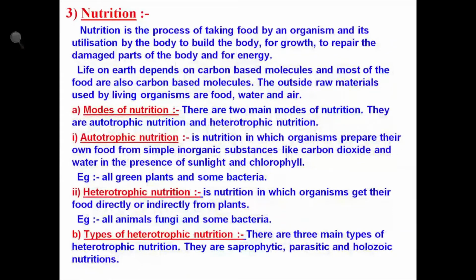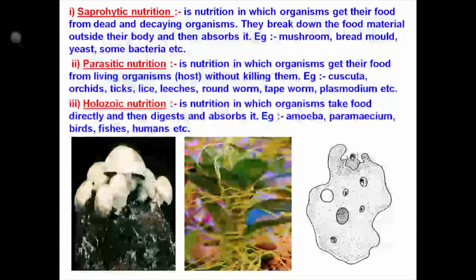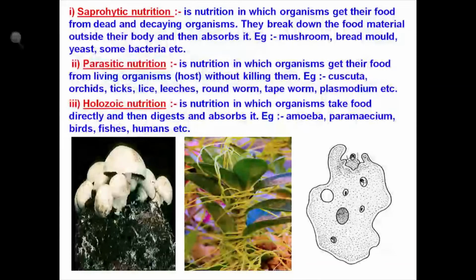Types of heterotrophic nutrition. There are three main types of heterotrophic nutrition: saprotrophic nutrition, parasitic nutrition, and holozoic nutrition. Saprotrophic nutrition is the mode of nutrition in which an organism obtains its food from dead and decaying organisms. They break down the food outside the body and then ingest it. They just digest it. Examples are mushroom, bread mold, yeast, and some bacteria.